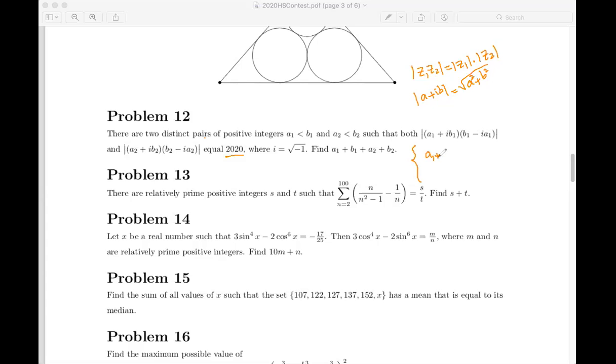I should get radical a1 squared plus b1 squared times radical b1 squared plus a1 squared, that's the same thing as this one. That product should be 2020. And the same thing should happen for a2 and b2. So radical a2 squared plus b2 squared times radical b2 squared plus a2 squared is also 2020. Well, then you agree that we can just lift the radical and write the equations as a1 squared plus b1 squared equals 2020, and also a2 squared plus b2 squared equals 2020. And we are looking for the sum of all these four integers, a1, b1, a2, b2.